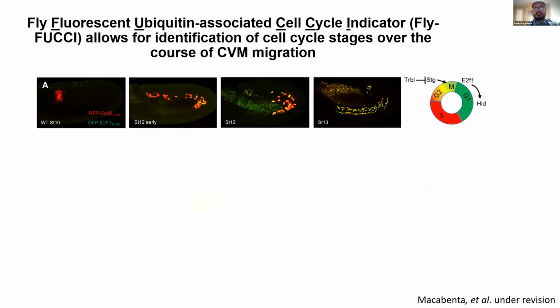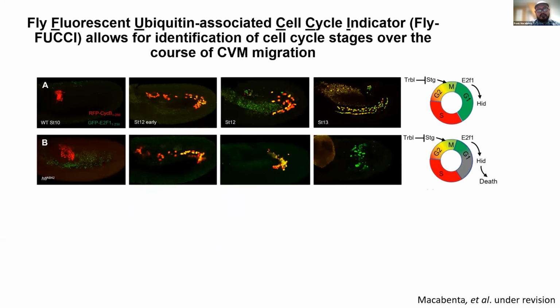Now, if we lay these images out in succession, you can actually see a nice overview of the transitions of the various cell cycle stages over the course of CVM cell migration. And when we look at a heartless mutant, you can see that it really follows the pattern of cell cycle progression as in wild type, albeit the loss of the CVM cells at the conclusion of migration at stage 13, which suggests that in heartless mutants, these cells are able to undergo mitosis, but die shortly after reaching G1.